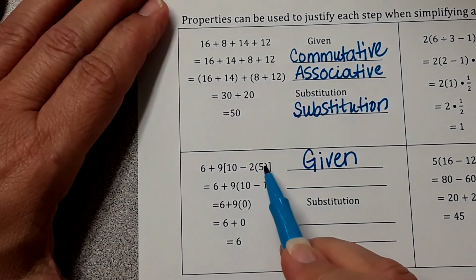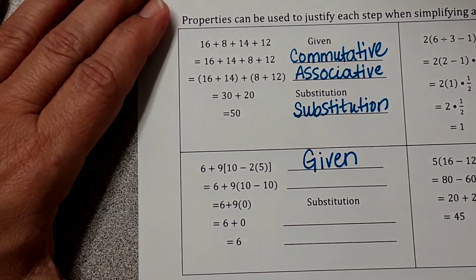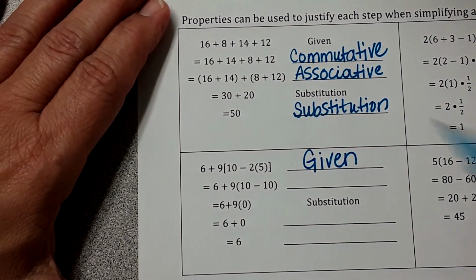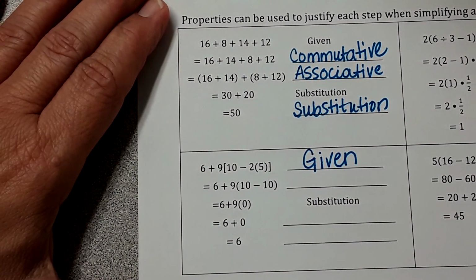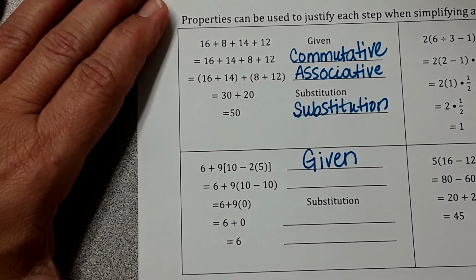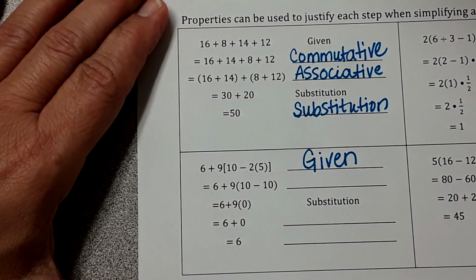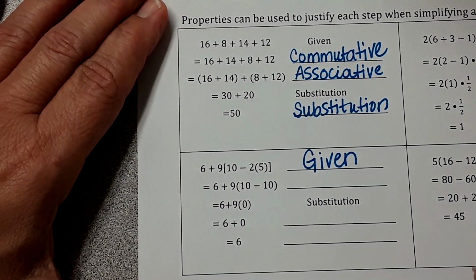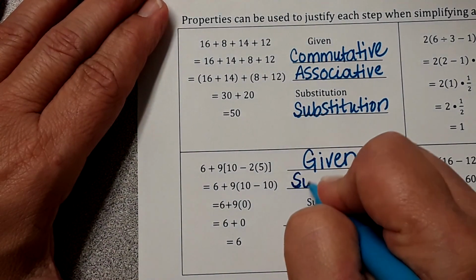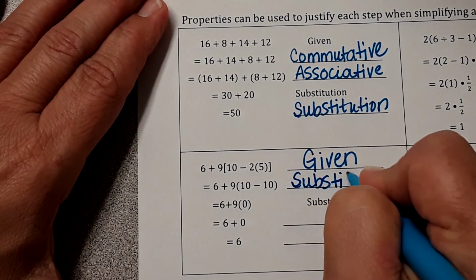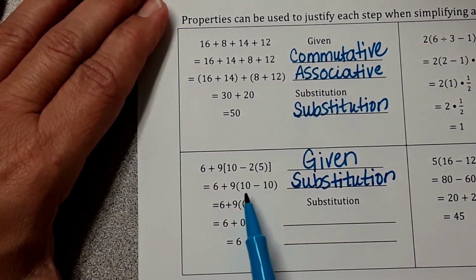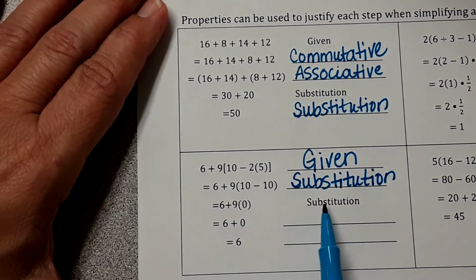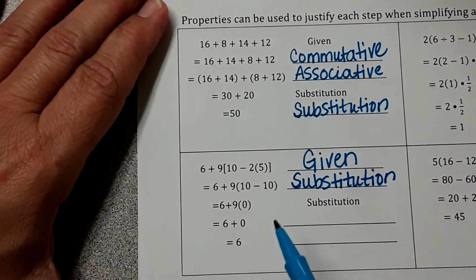We multiplied 2 times 5. You guys, that would be an order of operation, but what property allows us to write 10 instead of 2 times 5? What do you think? Think about it. Did you say substitution? If you said no, that's okay. It's the first time we've done this. Now, look, 10 minus 10 is 0. That was a substitution.